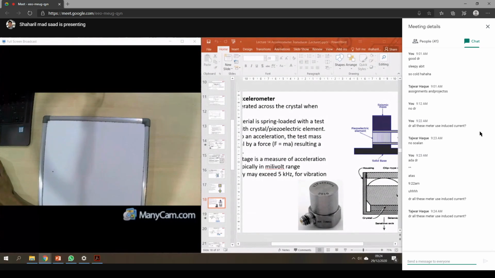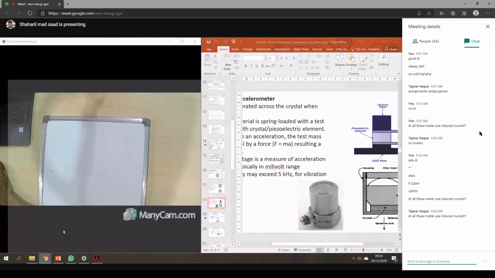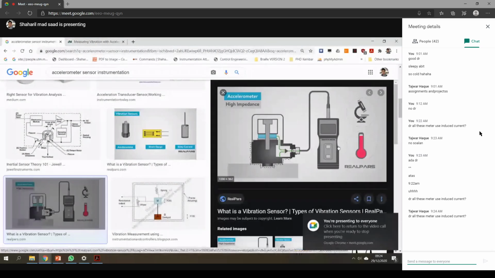All these meters use induced current. What does induced current mean? All meters use induced current. So which one do you refer to? This one? This part?